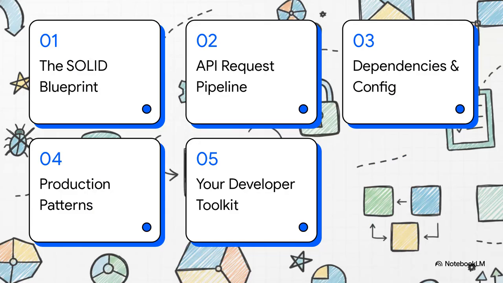First, we're going to lay the foundation with the SOLID principles, the blueprint. Then we'll look at the actual machinery of an API, how it handles requests. After that, we'll dive into managing all its different parts and settings. And finally, we'll add some pro-level patterns to really make it shine. Think of it like we're building a high-performance engine, piece by piece.